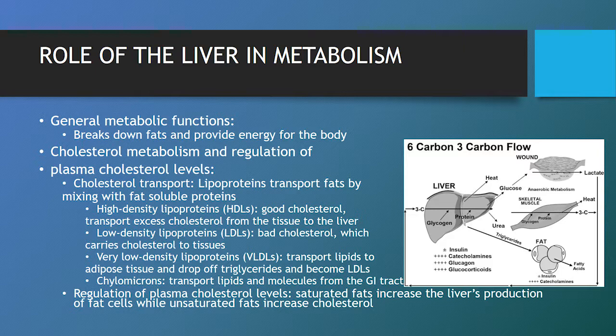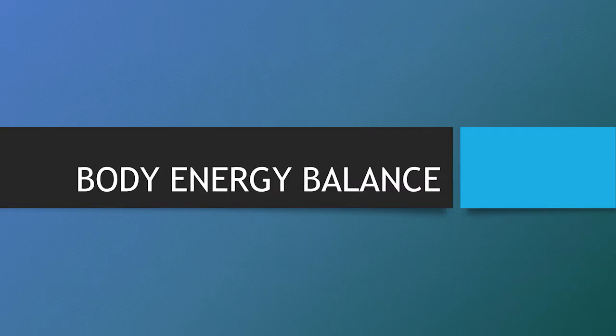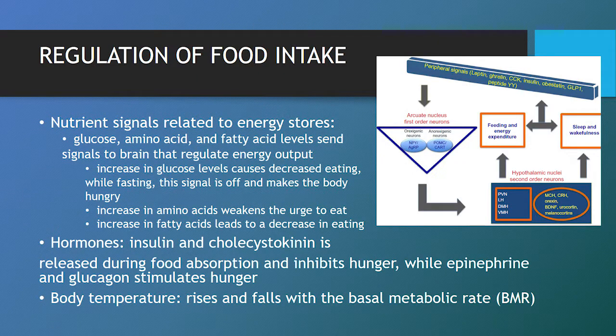Regulation of the plasma cholesterol levels: saturated fats increase the liver's production of cholesterol, while unsaturated fats decrease cholesterol. So next, the final section is body energy balance. So the regulation of food intake: nutrient signals related to energy stores. Glucose, amino acid, and fatty acid levels send signals to the brain that regulate the energy input and output.